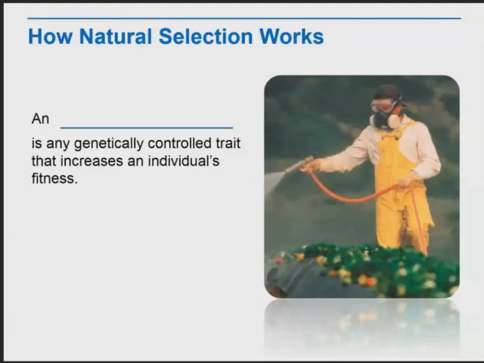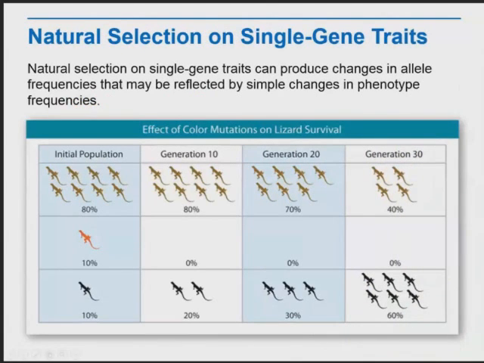This allows us to define evolutionary fitness in genetic terms as an individual's success in passing genes to the next generation. An evolutionary adaptation is any genetically controlled trait that increases an individual's fitness. When natural selection produces differential reproductive success, the effects on phenotype can look different for single gene and polygenic traits.